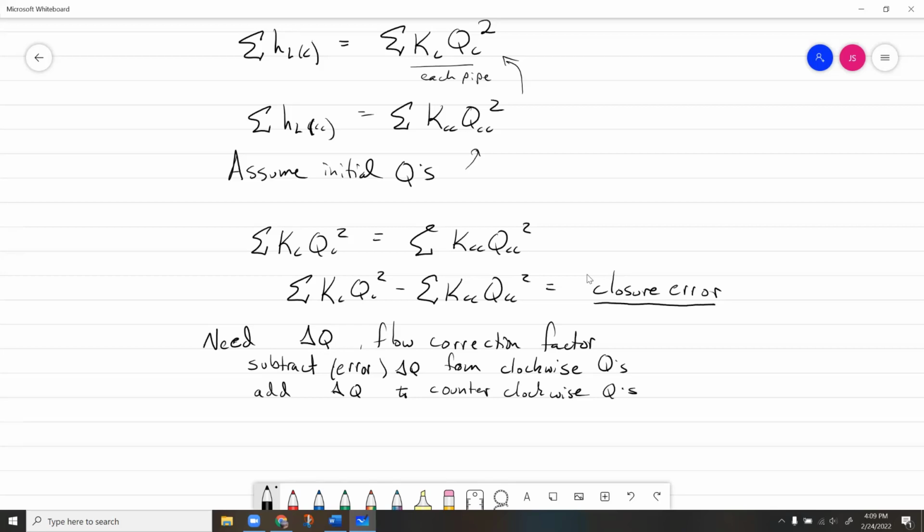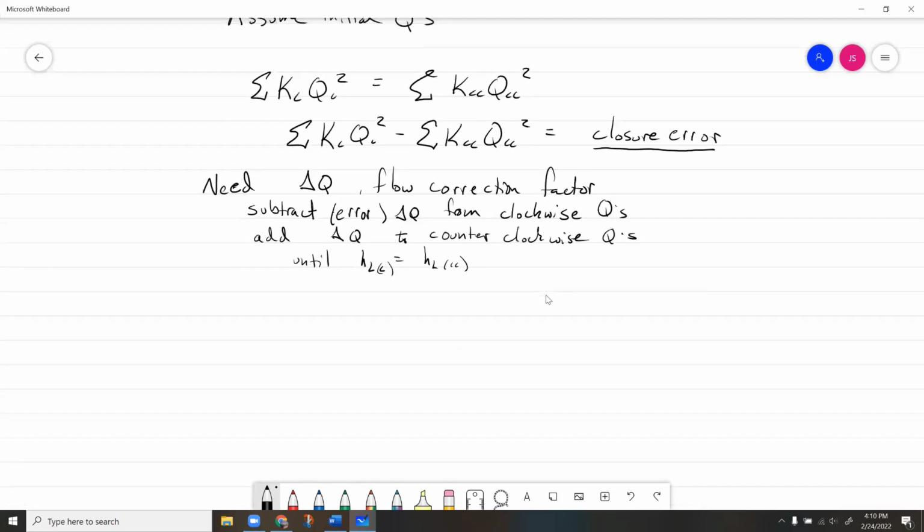And ultimately, we're going to keep doing that and iterating it so that we get the head loss in the clockwise is equal to the head loss in the counterclockwise. So let's figure out what that delta Q actually is and how we can calculate it.